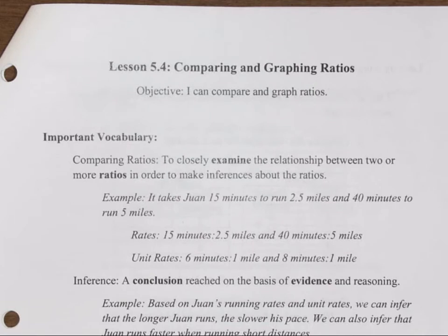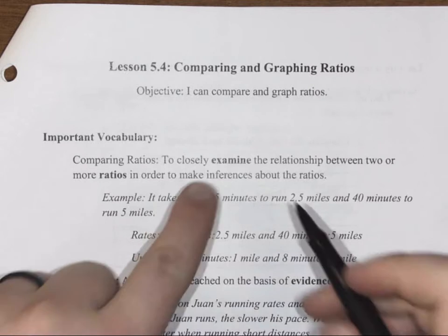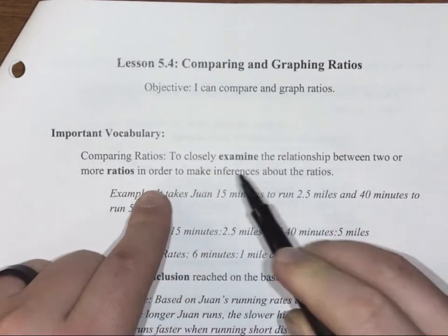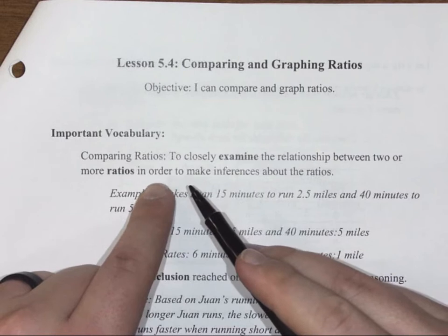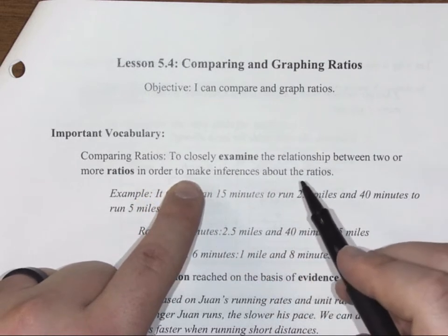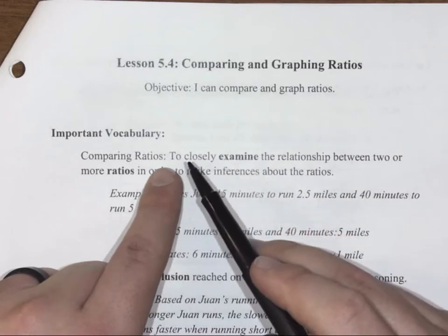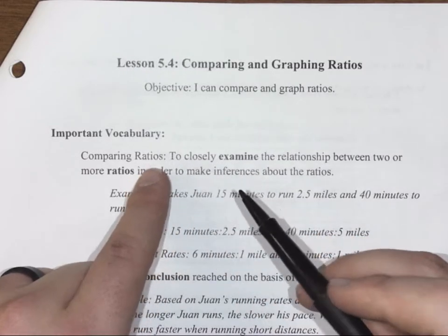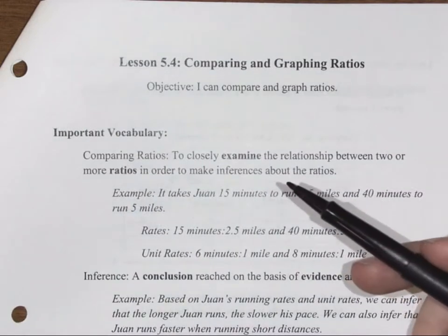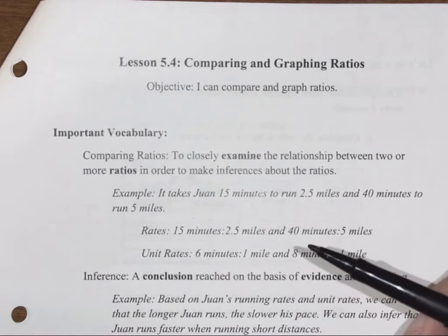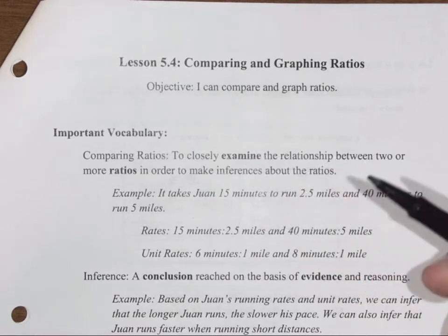So let's talk about some important vocabulary. Comparing ratios: to closely examine the relationship between two or more ratios in order to make inferences about the ratios. Okay? So that is why we compare ratios. When there are two really close ratios, we want to examine the relationship between them.